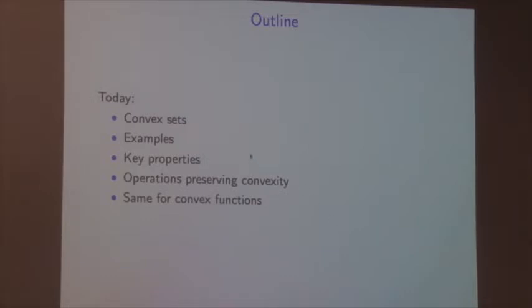Then we're going to do the same thing, definition, examples, properties, and operations that preserve convexity, for functions. Arguably functions are even more important than sets because we probably use them more often in an optimization problem. But sets are more fundamental because, as you'll see, everything we talk about for convex functions can be derived from convex sets. So it's really a special case of the stuff we know for convex sets.